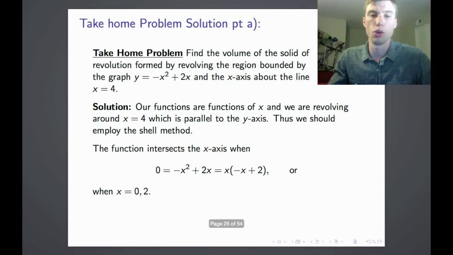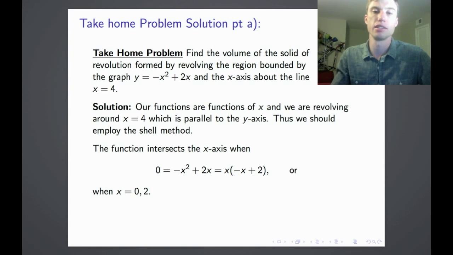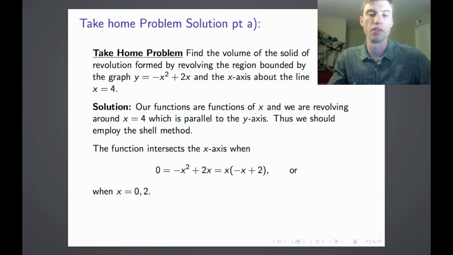So what do we need for the shell method? We need the height of our region as a function of x, and we need the radius, i.e. the distance from a point x to the axis of rotation, as a function of x. So our function isn't so difficult. We can easily calculate the values of intersection by equating the two and find that they intersect for values of x equal to 0 or 2.